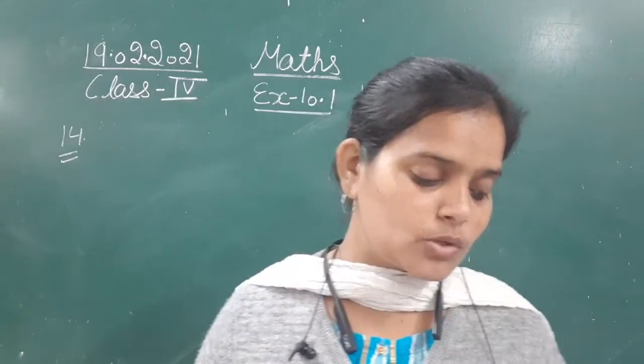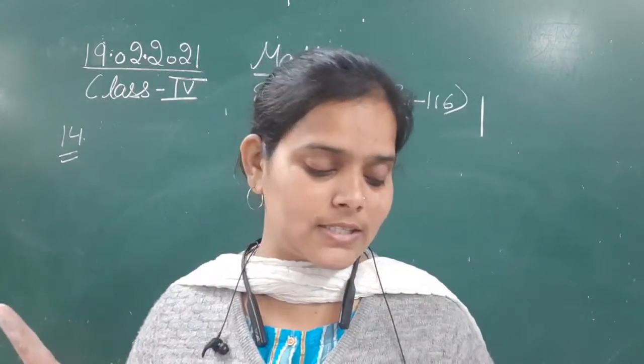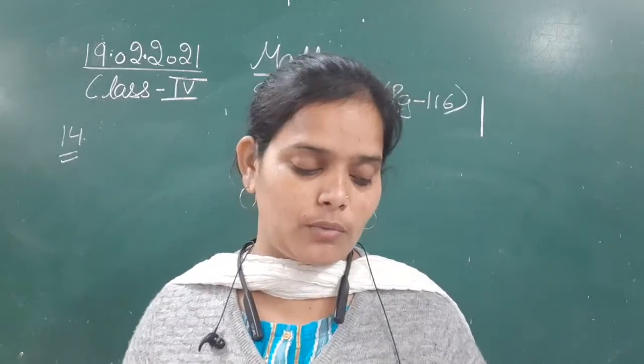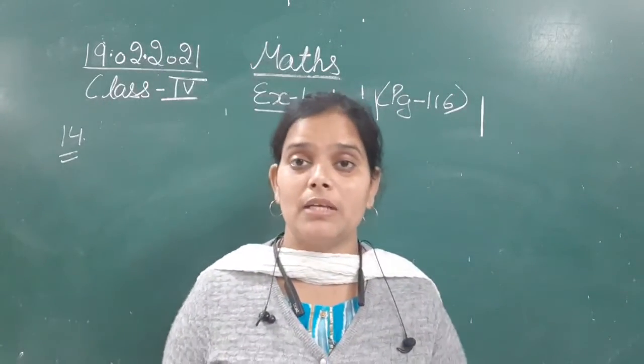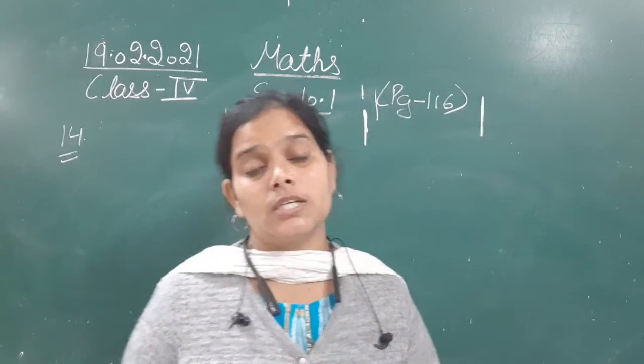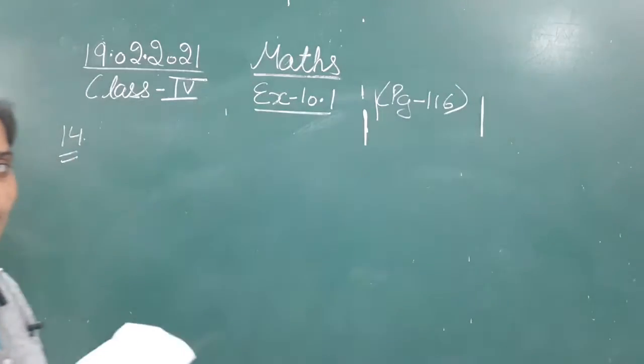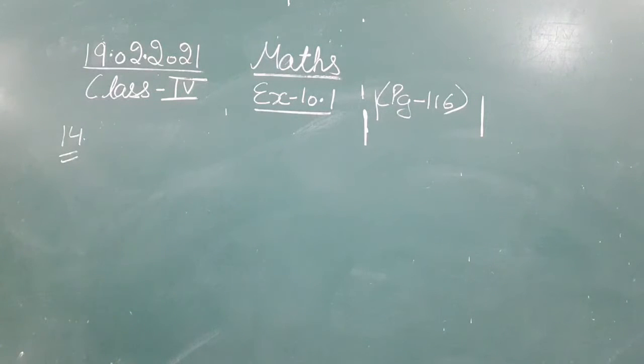So the total quantity of atta bought is given, the atta used is given, and we need to find out the atta left. Finding the something left, what we do is subtraction. So let's do question number 14 from exercise 10.1.